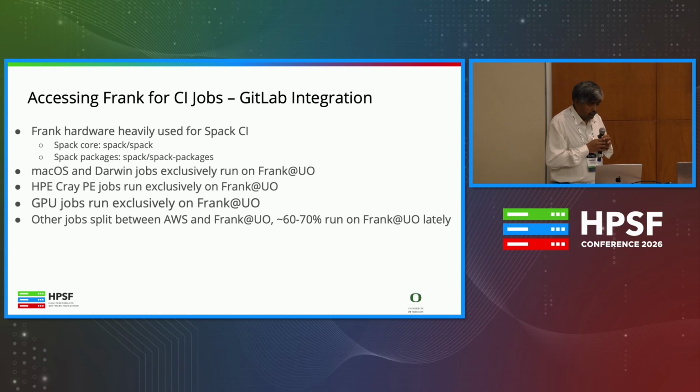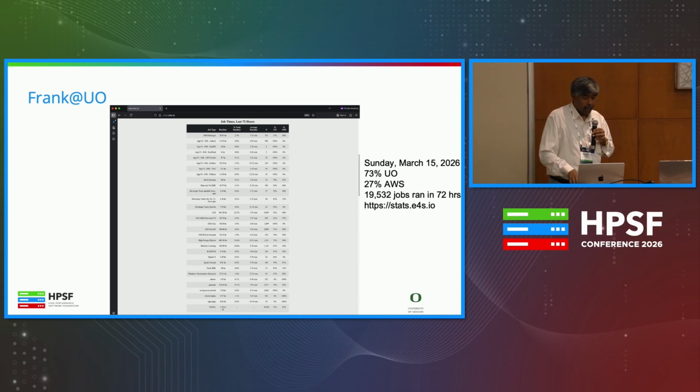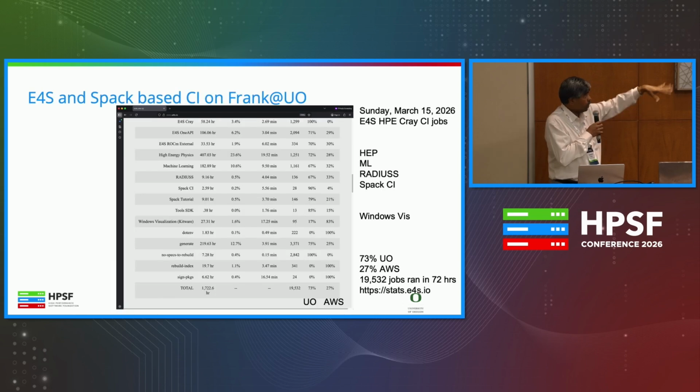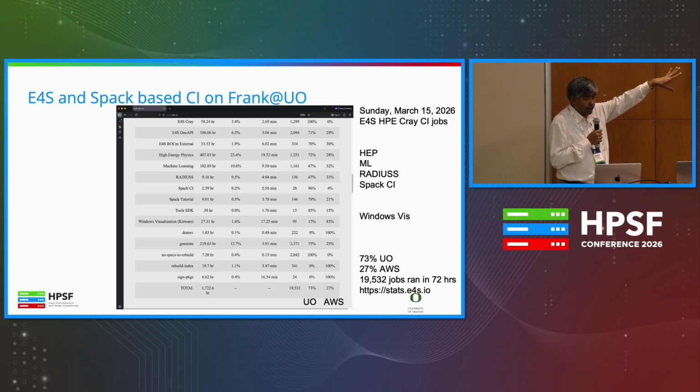Recently, we have added a lot more capacity for the runners, and that has increased the number of jobs running on Frank to about 60 to 70%. This is from last night. I see that about 73% of jobs in the last 72 hours ran on Frank, about 19,500 jobs. And here are some of the jobs. If you want to look closely, there are jobs running on HPE Cray CI.